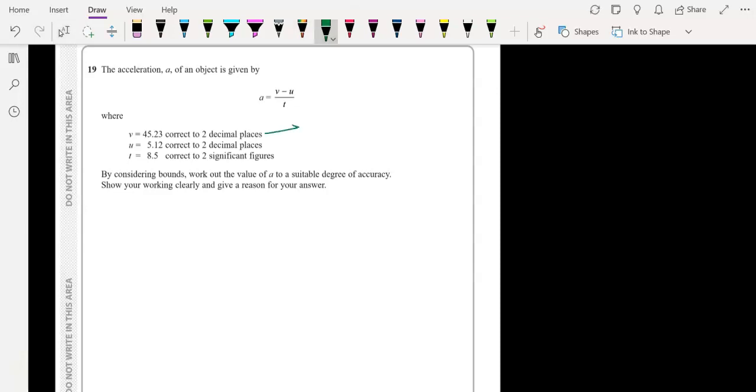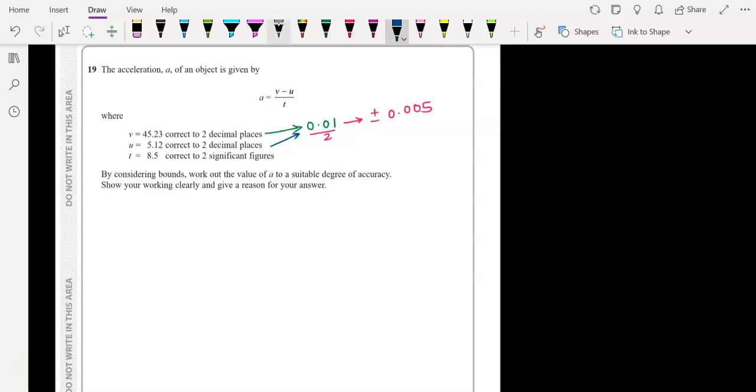So the first one, it says V is 45.23 correct to two decimal places. So two decimal places is 0.01. Okay, so we need to divide it by 2. So to get the bounds, we need to add and subtract 0.005. Now, U is 5.12, which is also correct to two decimal places. So it is the same for U, add and subtract 0.005.